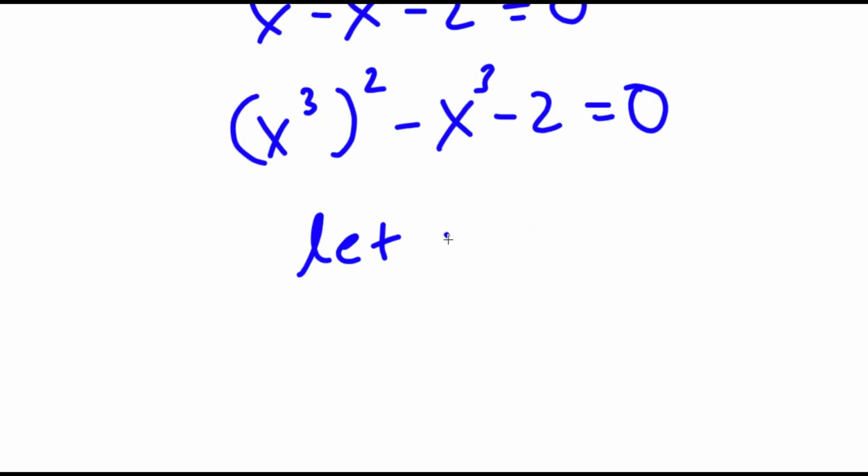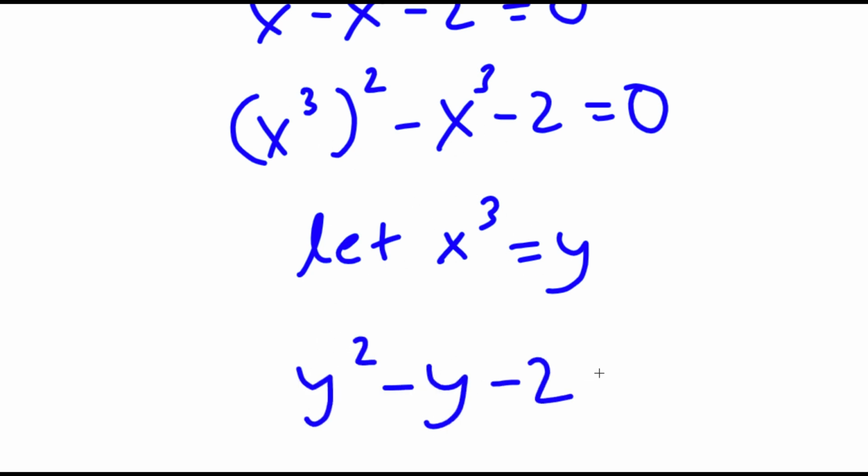Now I'm going to let x to the power of 3 equal to the variable y. So now if I substitute in x to the power of 3 for y, I get y squared minus y minus 2 is equal to 0.